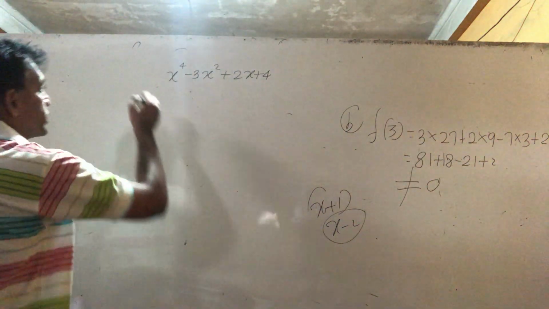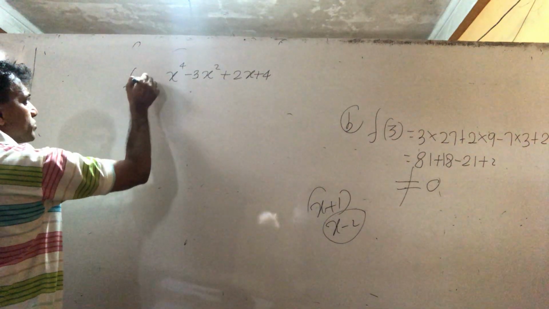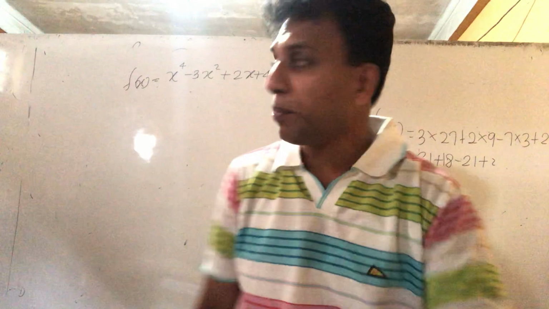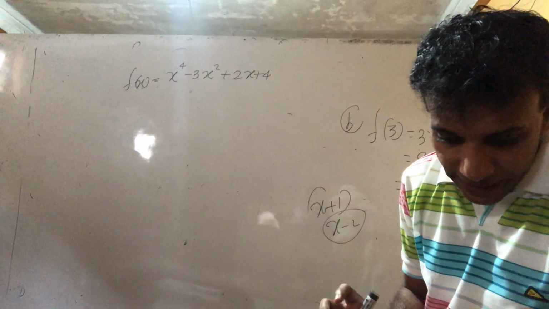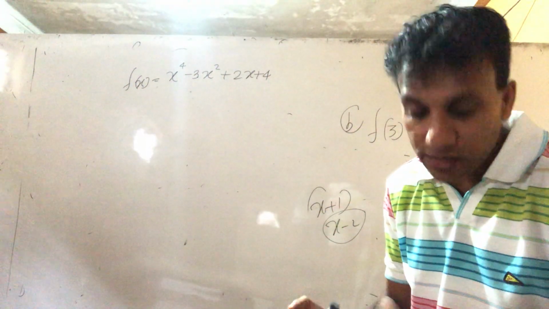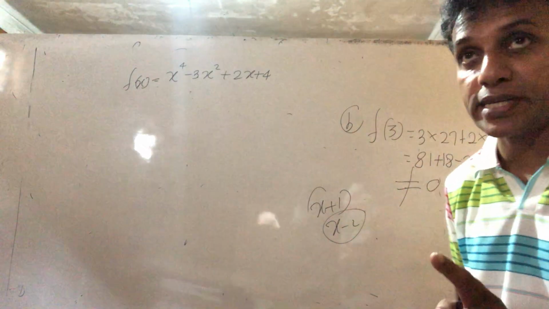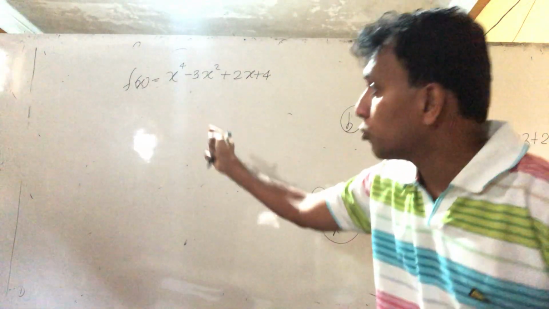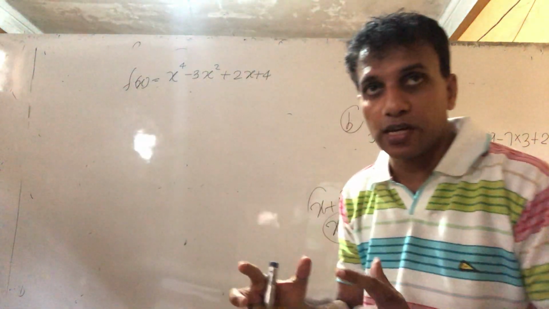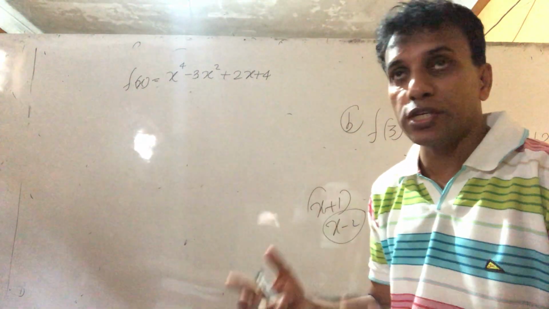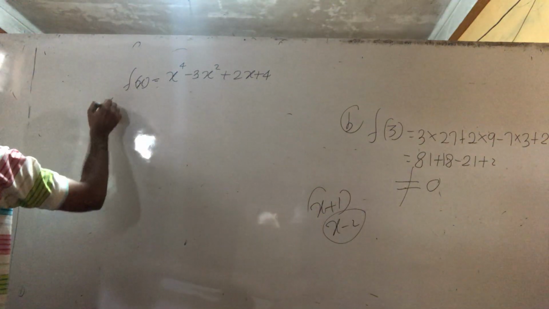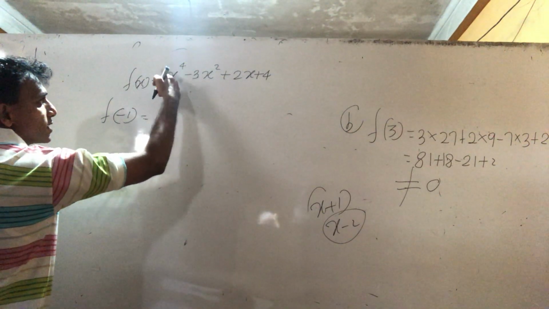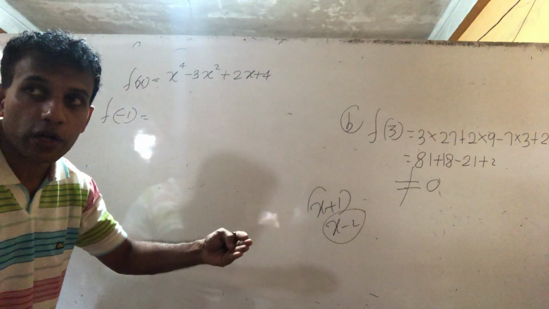Okay. So I take f of x equal to that. First, to check whether x plus 1 is a factor or divisible, what is the meaning of the factor theorem? Put x equal to minus 1 and check whether it comes 0 or not. So f of minus 1: put x equal to minus 1. Minus 1 to the power 4 is positive 1.